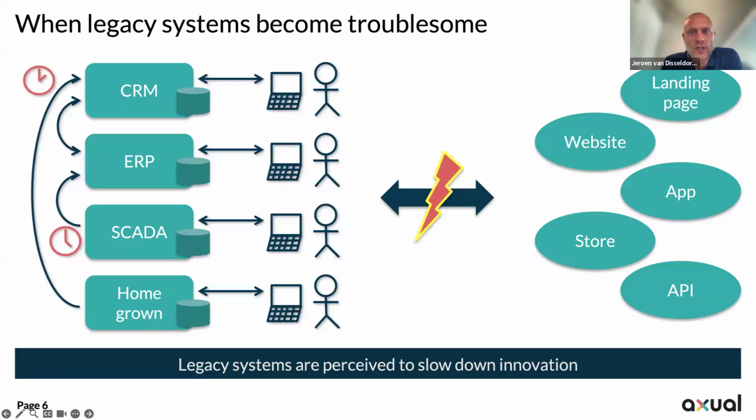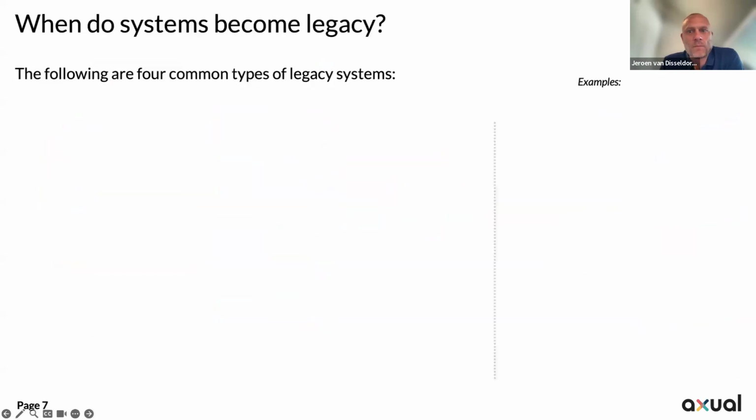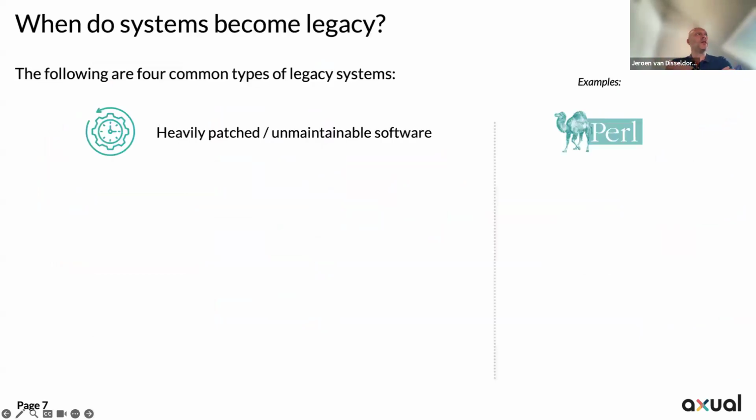Actually, there are four categories of when systems become legacy. Some of these old systems are heavily patched and completely unmaintainable. No experts are available anymore. And sometimes they've been so heavily patched in the past that nobody dares to touch them anymore. An example that we have is a customer that came to us with a lot of business processes developed in Perl, but it was very hard to find Perl developers anymore.